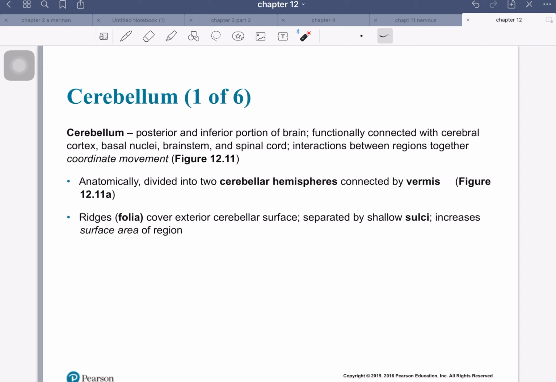Now, what's one of the big things it does? All this interaction helps to coordinate motion, or movement. I think that's a good place to start.